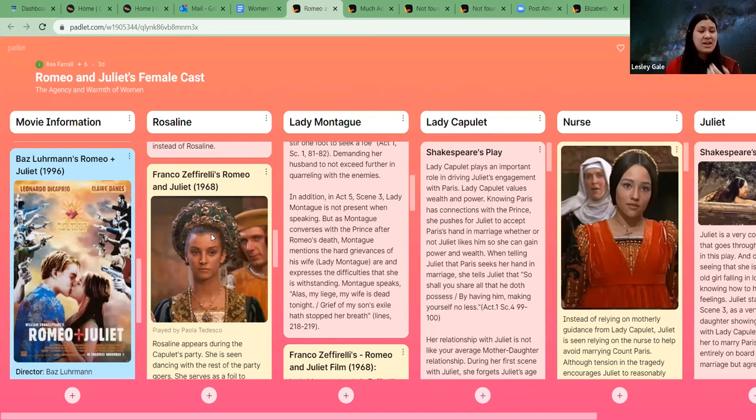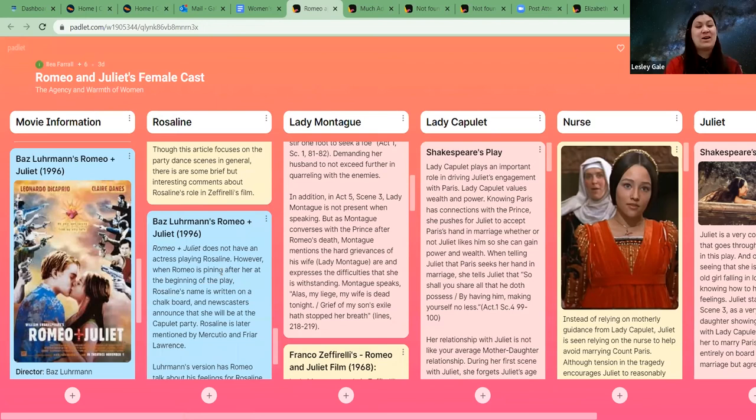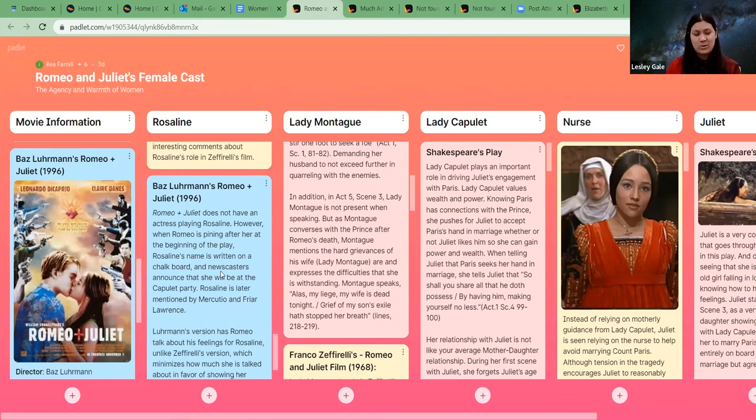But it's great for Rosaline's agency, because she can describe herself with her actions, whereas in other versions, she's just talked about. In Luhrmann's version, she loses a lot of agency as a person because she doesn't even appear. She has no actress portraying her. She still has the same plot significance. Romeo still goes to that party, but because other lines are cut for time as well, she's less of a person and more of a plot device. So she loses a lot of agency there.